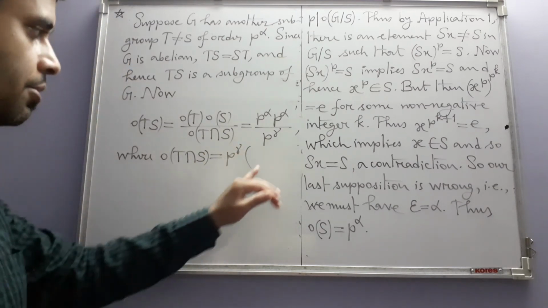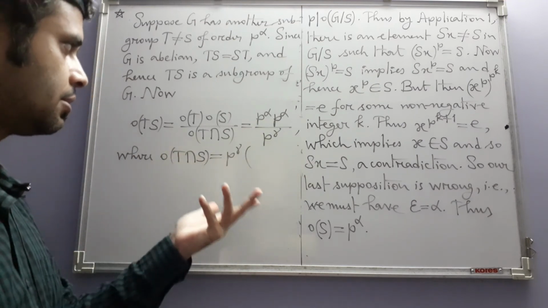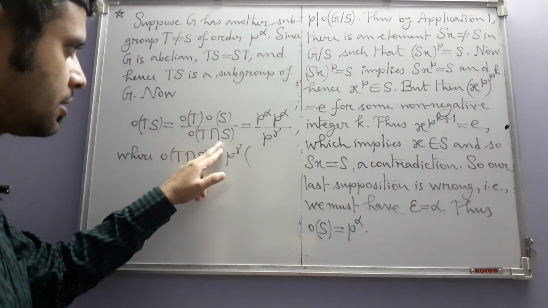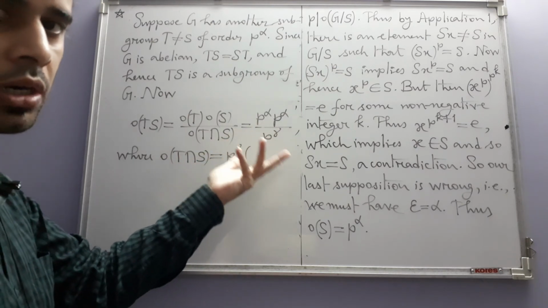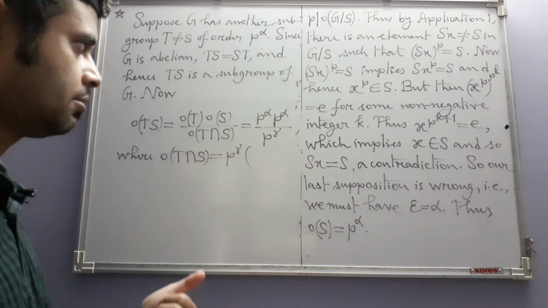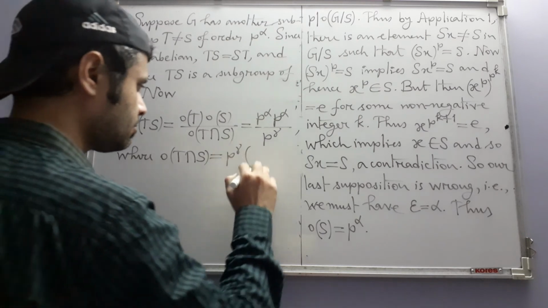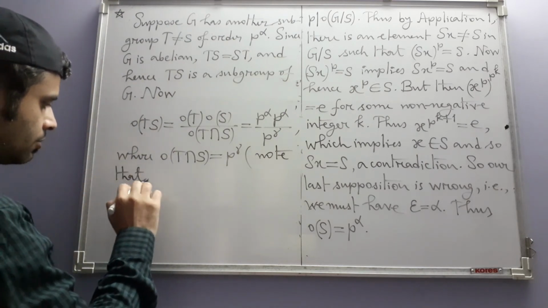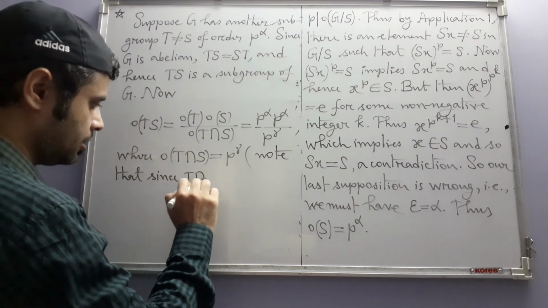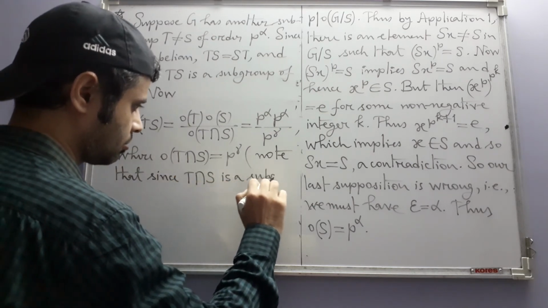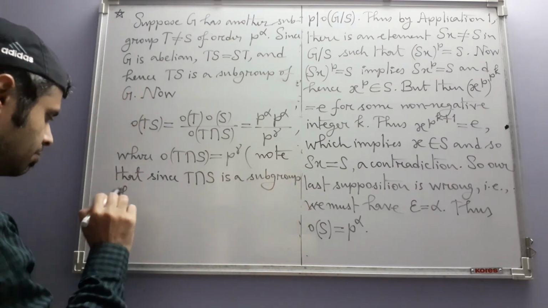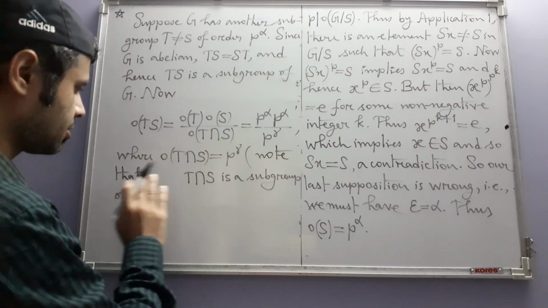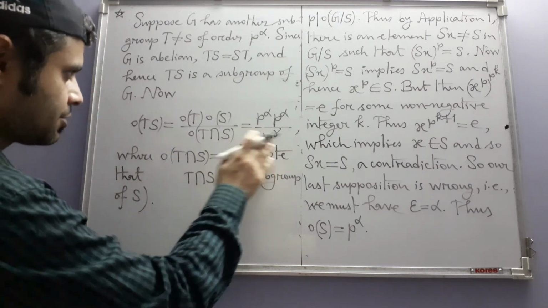And why is it of the form p to the power gamma? It's because T intersection S is a subgroup of both T and S, and each one of them has this order. So the order of T intersection S has to divide this, so it will be some power of p, and that too this gamma must be less than or equal to alpha. Note that T intersection S is a subgroup of S, and that's why we have this.